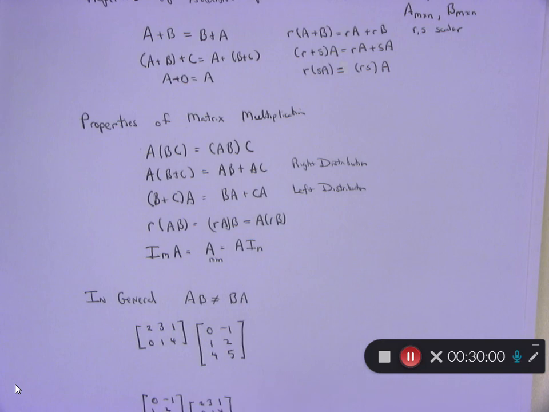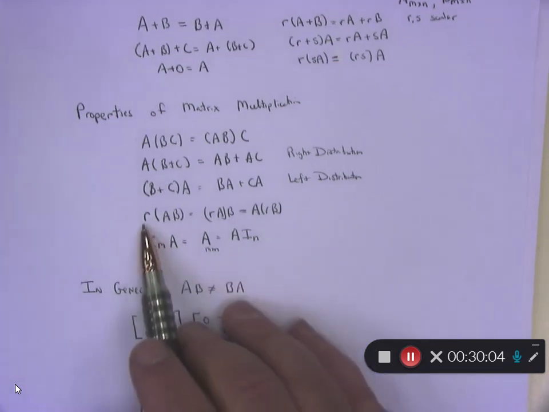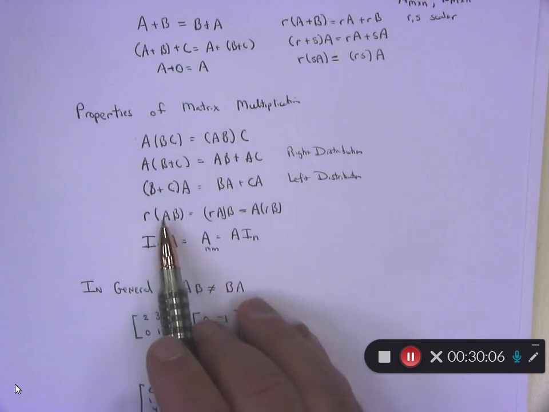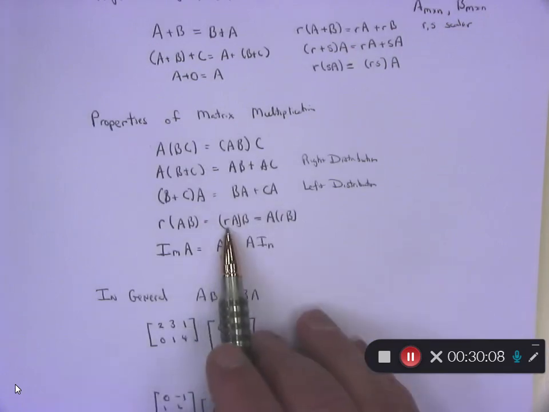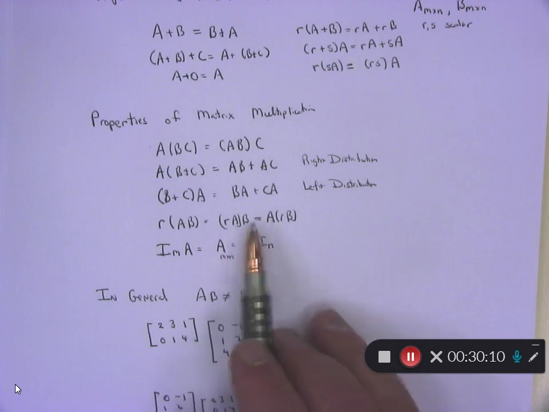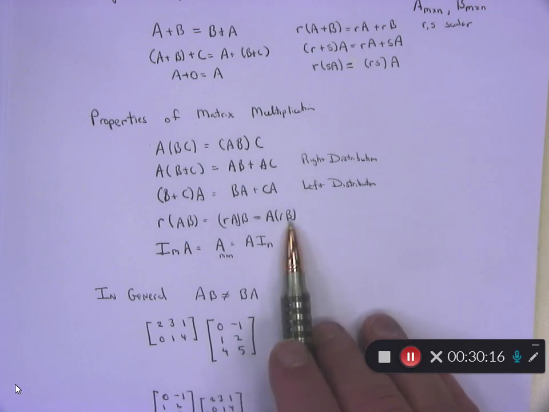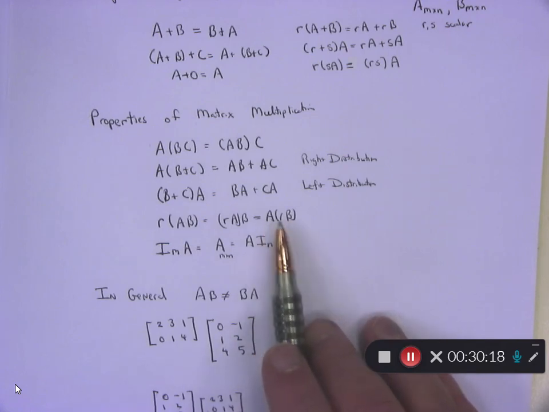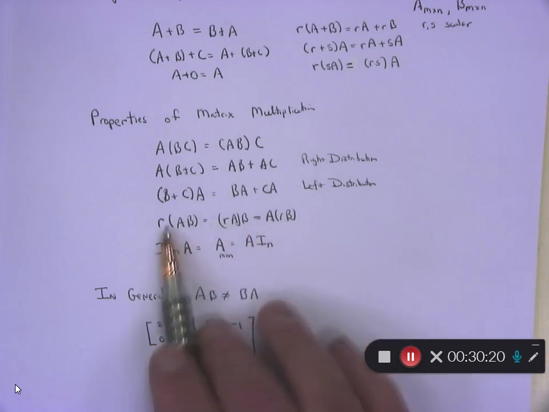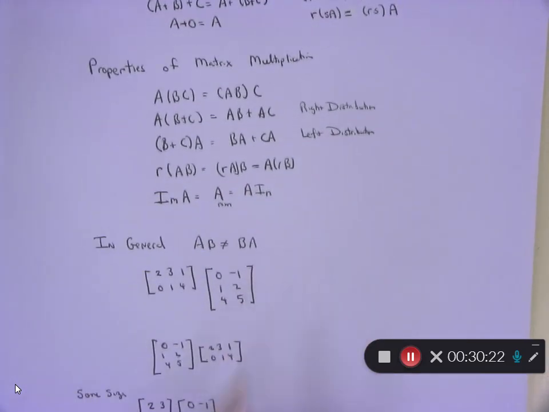And again, for scalar multiplication, R times matrix A times B is the same thing as multiplying R times A, then multiplying it times B. Or if it makes it easier for you, take R, multiply it times matrix B, and then multiply matrix A times matrix RB. You'll get the exact same answer on all three of these.